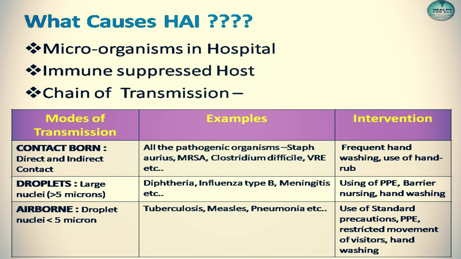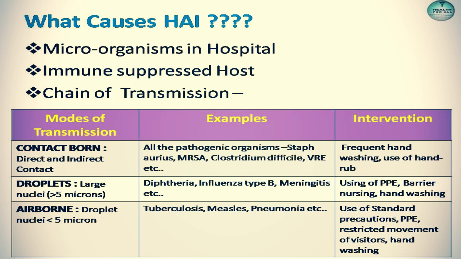We know that infections mainly spread via 3 methods. Number 1, contact borne, number 2, droplet, and number 3, airborne. Contact borne means pathogens spread via direct or indirect contact. Pathogenic organisms such as Staphylococcus aureus, MRSA, Clostridium difficile, and vancomycin resistant Enterococcus or VRE are all contact borne infections. And how can we prevent this? We can, by frequent hand washing or use of hand rub. Number 2, droplets. Microorganisms which are larger than 5 microns are usually spread via droplet nuclei.